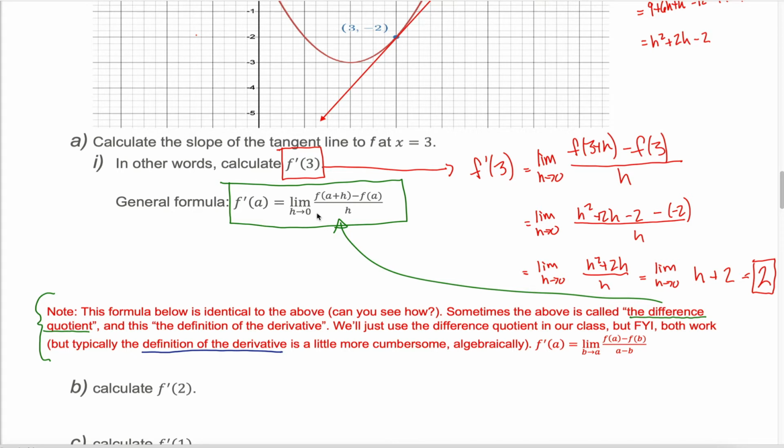Mathematically, it's identical to this formula. Here's the formula for the definition of the derivative. You can see some of the similar ideas in here, right? We have 2 different y coordinates and 2 different x coordinates.